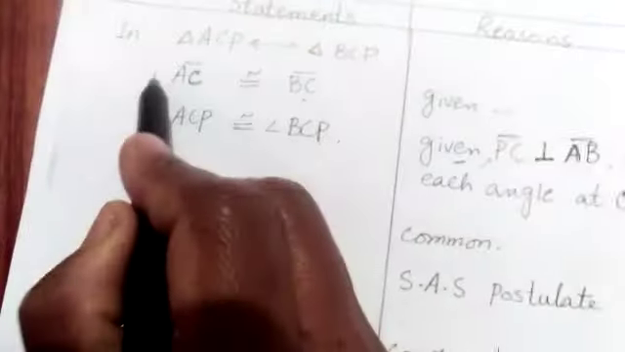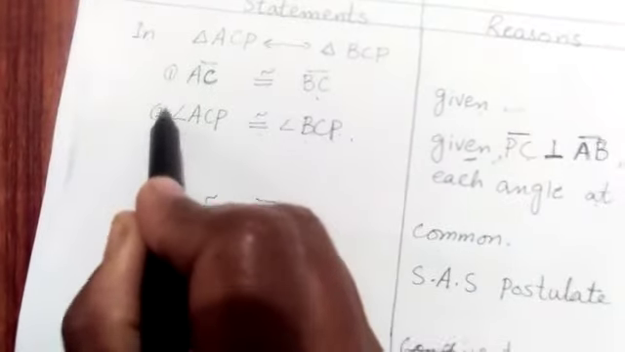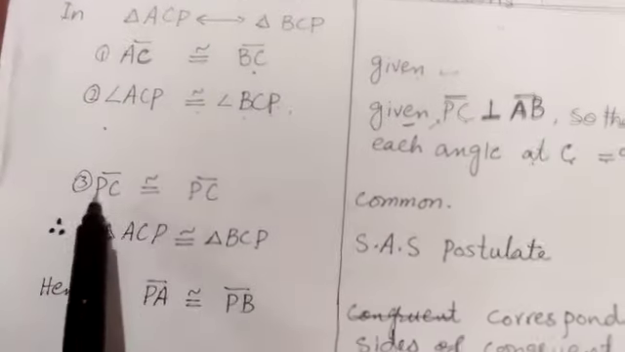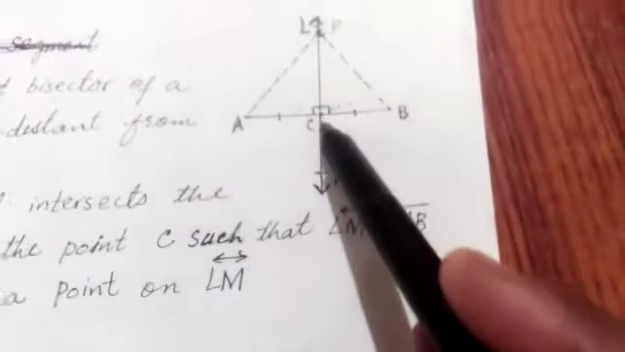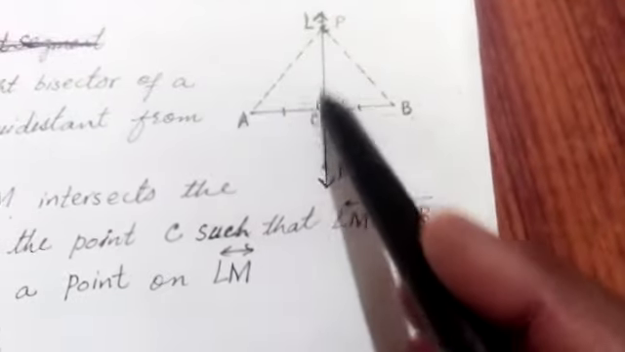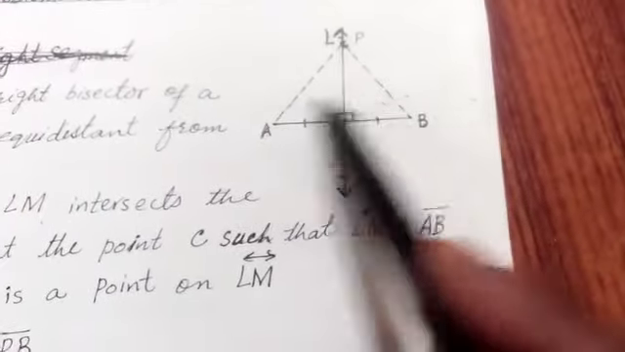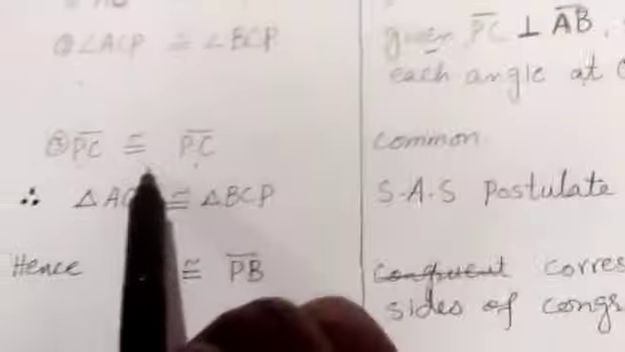And third thing, there are three things for congruency of triangles. 1, 2 and the third one will be PC is congruent to PC. PC means this line PC, which is the side of this triangle as well as of this triangle. This is the common side of both triangles. So its length is equal to itself. We write here PC is congruent to PC, and the reason is common side.